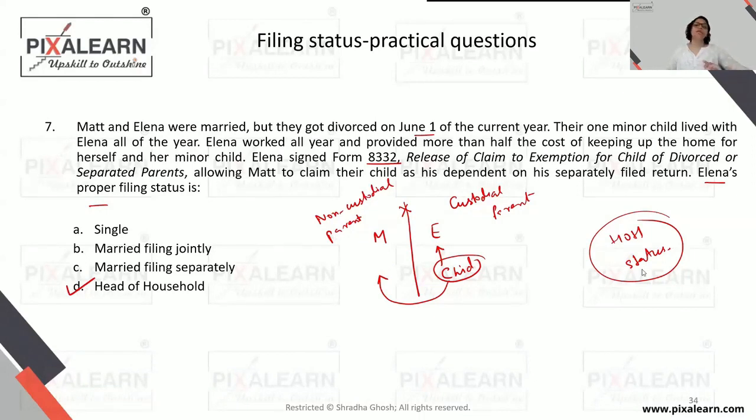Is this clear? Please remember, just because the child is being claimed as a dependent in M's return, M will not be able to claim the HOH status. It will only be E who can claim the HOH status.